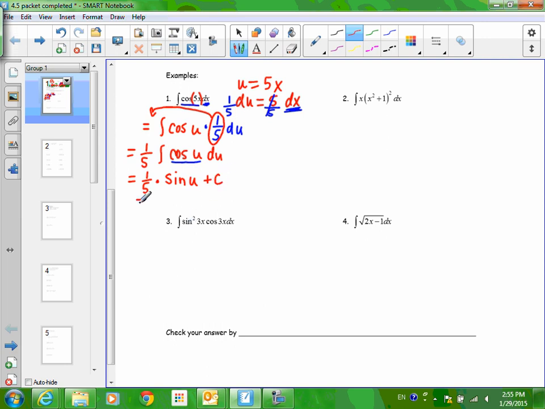And so my final answer is I'm just going to rewrite everything, but instead of u, I'm going to go back and put a 5x in, because your final answer really needs to be x, not u. U is just something we do in the middle of the problem, it's a strategy we use. So here's your answer right there.